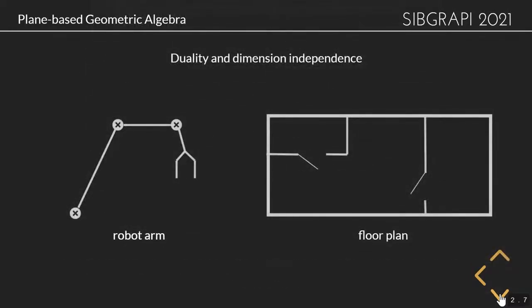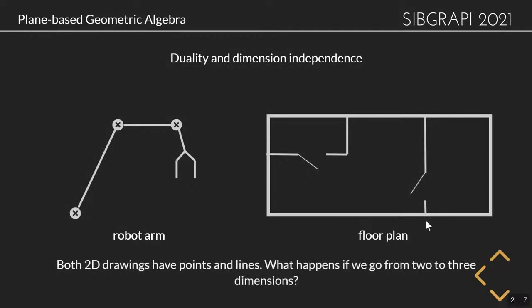But duality is something that we'll actually spend some more time on, because it also plays an important role when we are talking about dimension independence, as we did before in part one. So what I have here is a two-dimensional drawing. Well, I actually have two. I have a robot arm on the left, and I have a floor plan on the right. And both of these drawings consist of points and lines. Here are points on the corners and the lines connecting them.